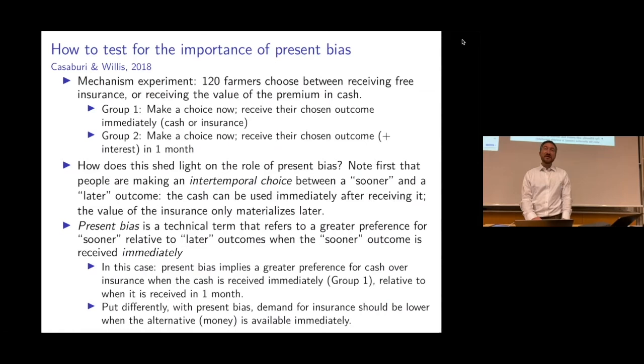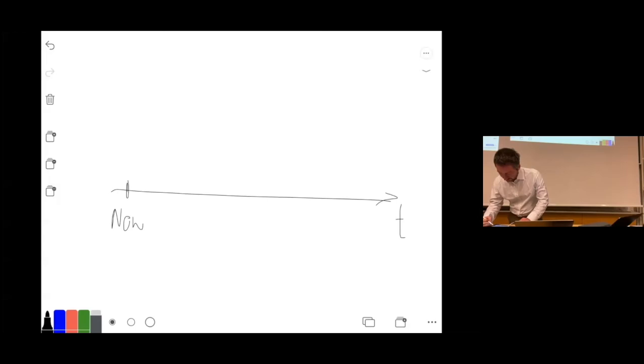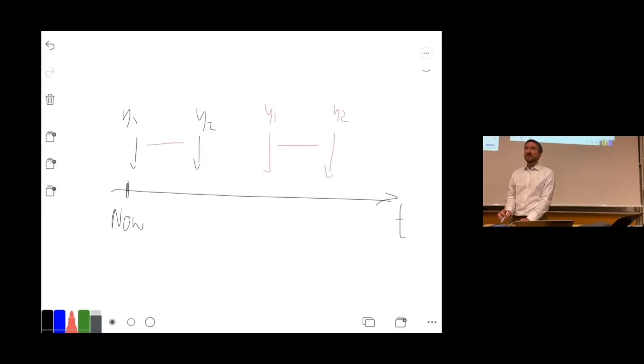So maybe let me briefly illustrate this. So here's time. And here is now. Let's say you're choosing between a Y1 that happens immediately and a Y2 that happens somewhat later. Y1 is the cash, Y2 is the insurance. And either that Y1 is available immediately, or you're making the same choice between Y1 and Y2, but they're both delayed into the future. So the temporal distance between them is the same. It's just that in one case, the Y1 is available immediately, and in the other case, it's available later. Present bias says that in this case, on the left, you will strongly prefer Y1 to Y2. When they're both delayed into the future, you're less likely to prefer Y1 to Y2. You might still do, but you're less likely to.